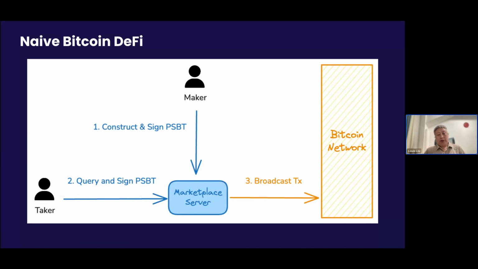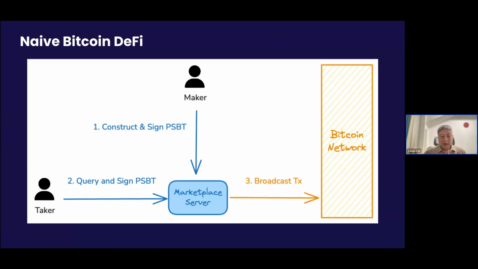Let's say the maker would like to sell 1 million runes for 1 BTC. So the transaction will include an input which contains 1 million runes, and an output to indicate that the maker needs to receive 1 Bitcoin to finish the transaction. Essentially, this PSBT describes a deal, an offering from the maker: anyone who would like to pay me 1 Bitcoin will receive these 1 million runes.